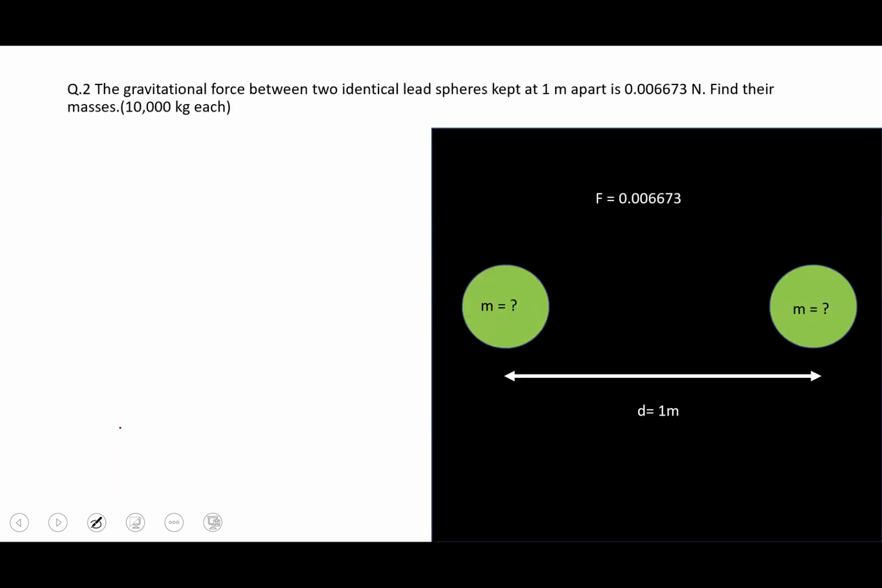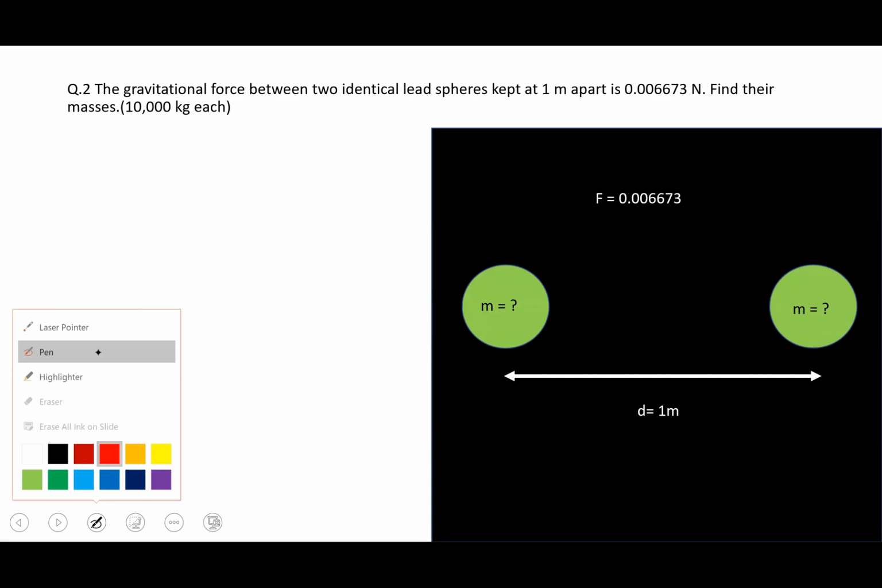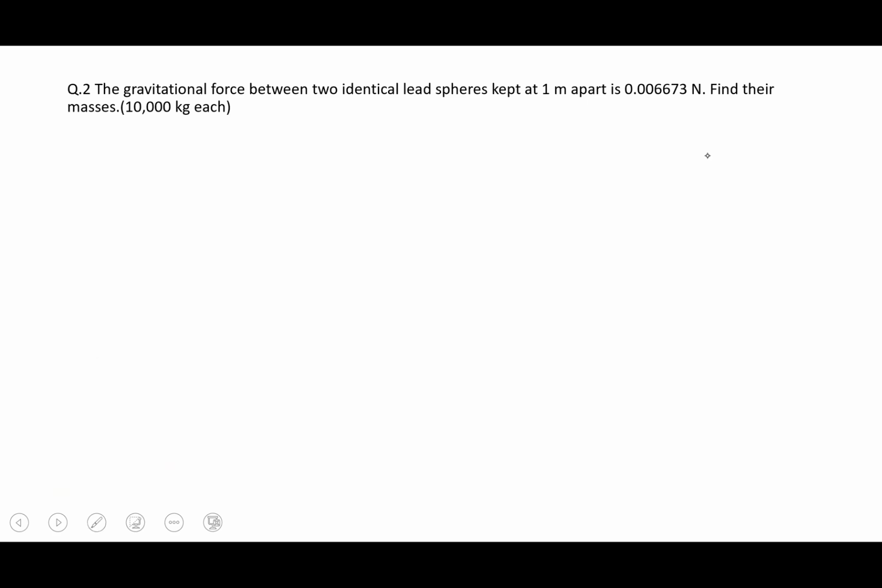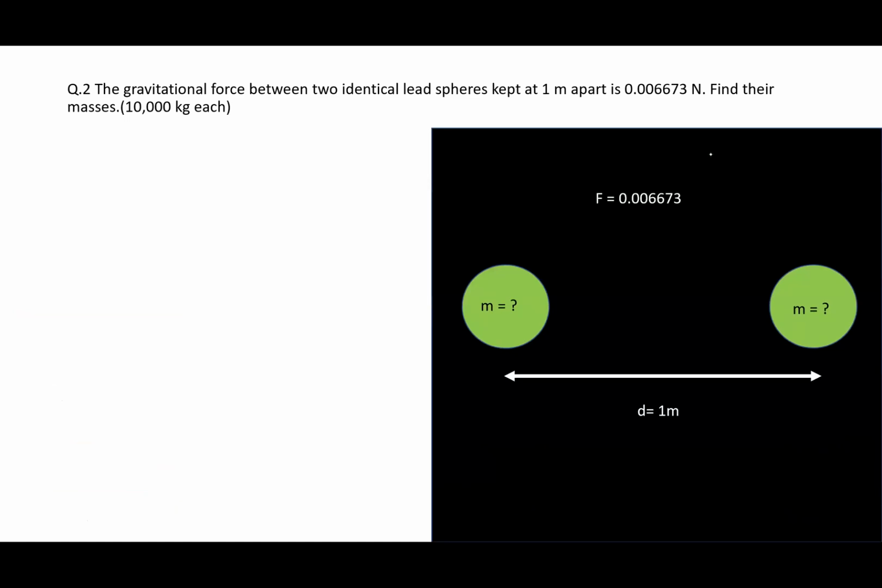Moving on to the next question, question number 2, which says: the gravitational force between two identical lead spheres kept at 1 meter apart is 0.006673 newtons. Find their masses, each of 10,000 kilograms each. Now in this case we have the force and we need the masses to be figured out.